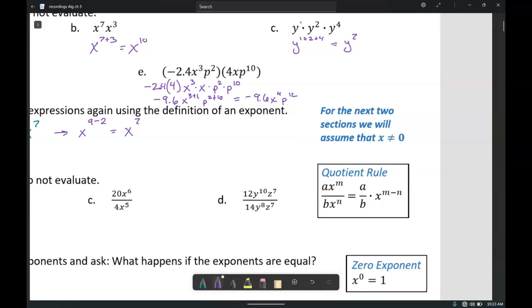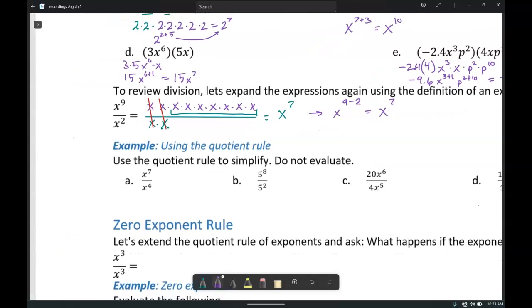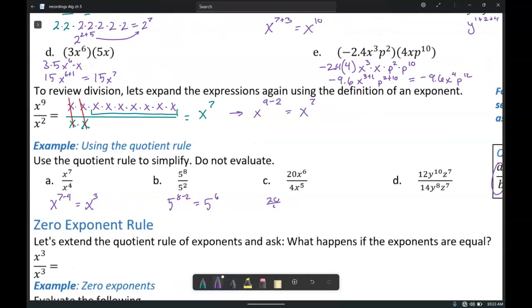And so we see that step here. If I have the same base, I can take the exponents and subtract them, and then any integer coefficients, or any real coefficients, we can go ahead and divide those as normal, or simplify the fraction. So using our quotient rule, we have x to the 7 minus 4, which is x to the third. We have 5 to the 8 minus 2, which is 5 to the 6th. Here we have our real coefficients, so we'll divide those, and we'll do x to the 6 minus 5, so that gives us 5x.